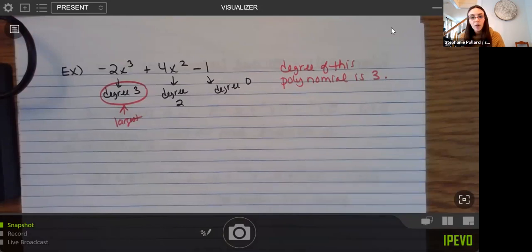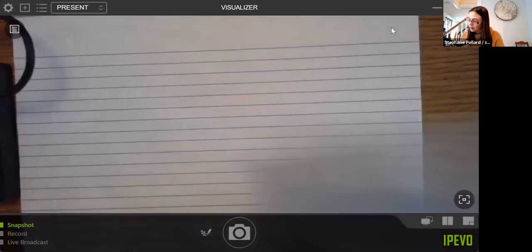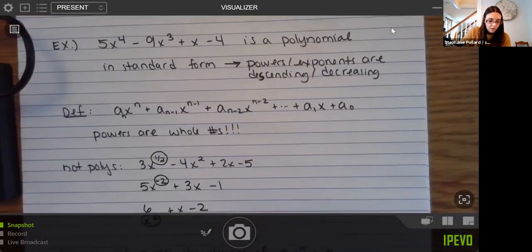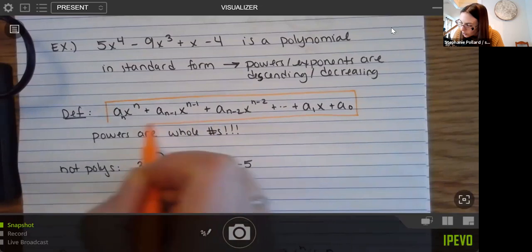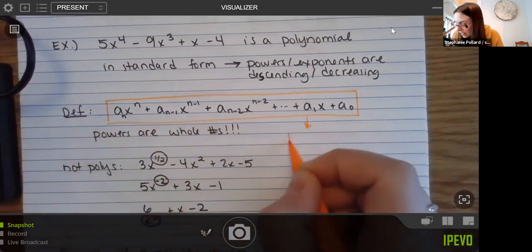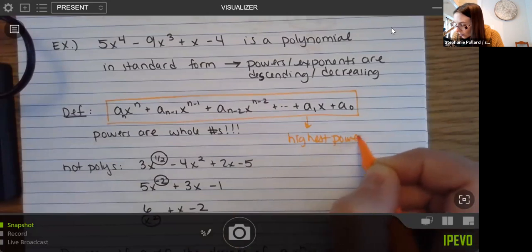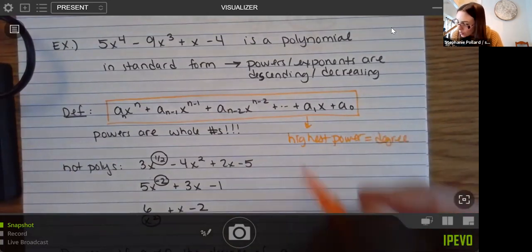Other things that we like to note here, so the degree is a really important one. Going back to our formal definition on the previous page, now that we've worked a little bit with it, what you're going to notice is that the highest power or highest exponent is going to end up equaling your degree.